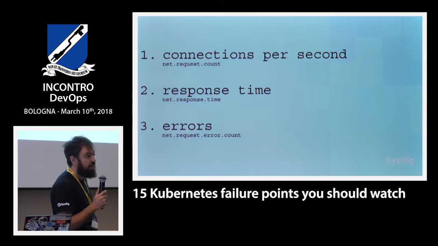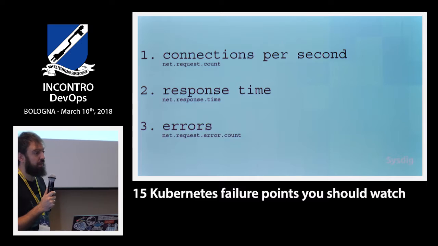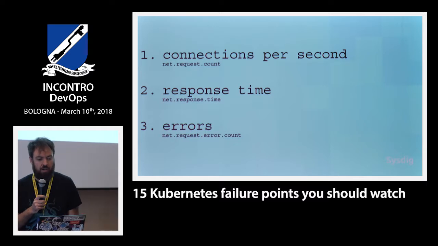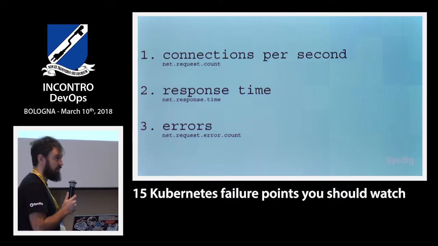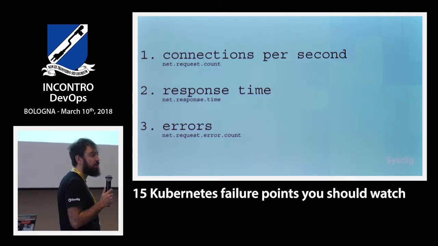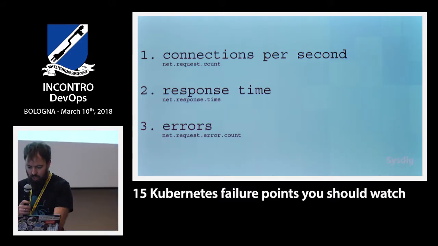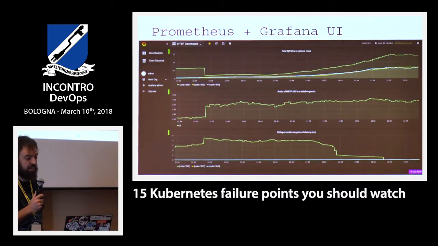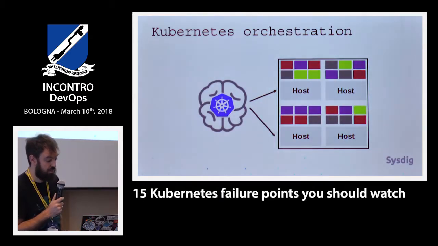So here it goes, the first three metrics or typical failures you are going to see in applications. Connections per second, which is the metric net request count, depending on your monitoring system, response time, and errors. If you were to only monitor 3 things, this should be what you should be doing. But this is not specific to Kubernetes, you're going to say. You can see this in Prometheus, in Grafana, together with your Kubernetes metrics, but this is the same when using VMs or even physical machines.